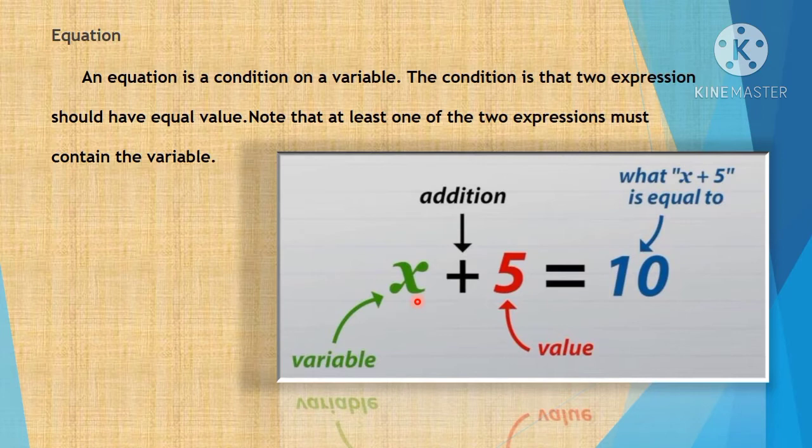Okay children, now I'll read the definition. An equation is a condition on a variable. The condition is that two expressions should have equal value. Note that at least one of the two expressions must contain the variable. So an equation means you should have the variable term and constant term, then an equality symbol. After the equality you can have a variable term, a constant term, or an expression.